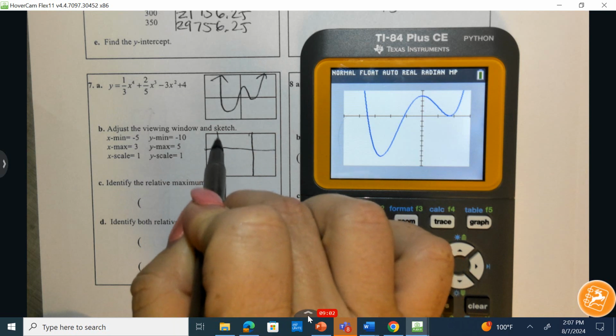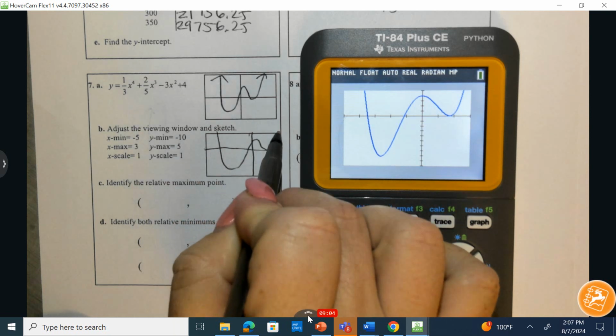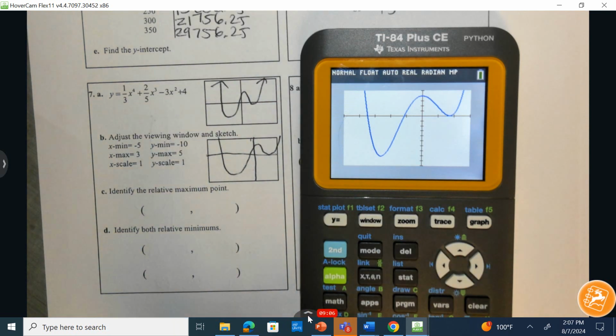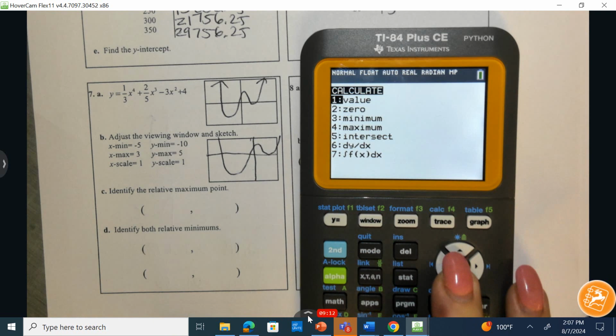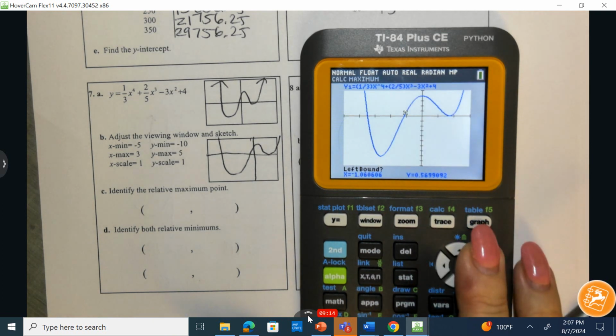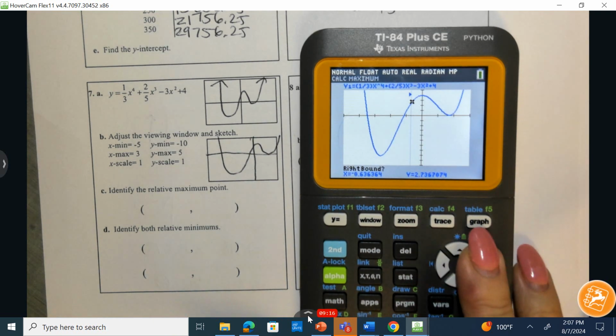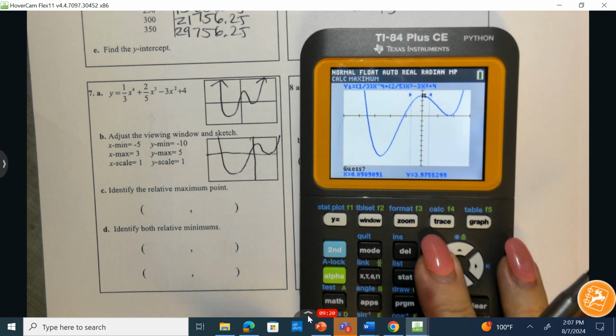And it's looking like this. It's just, right, looking something like that. So we want to figure out the maximum, the relative maximum. So here's my maximum. How do I do that? Second trace. Let's go down to maximum. Somewhere to the left, enter. Somewhere to the right, enter. And back up to the very high point.